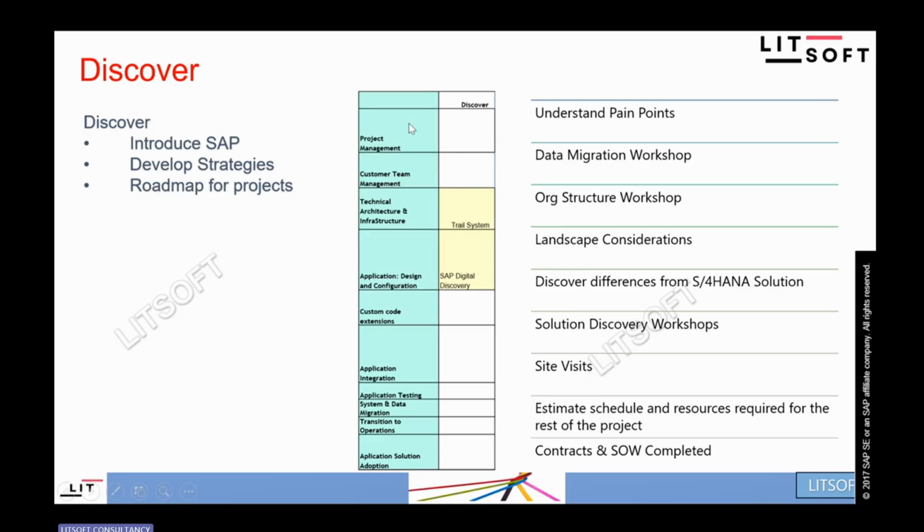Here we will understand project management and customer team management, which is about the team specifics. Then there is project management specific, technical architecture, and infrastructure. For the overall project, what should be the technical architecture, your hardware, software, and all other areas of the infrastructure. Then there is your application level: application design and configuration is nothing but your configuration and all that. Custom code extension covers your RICEFs and gap identification.